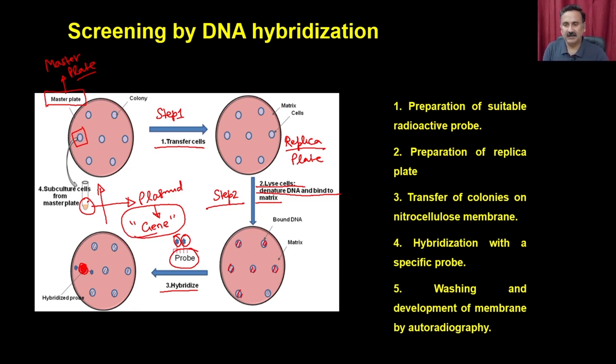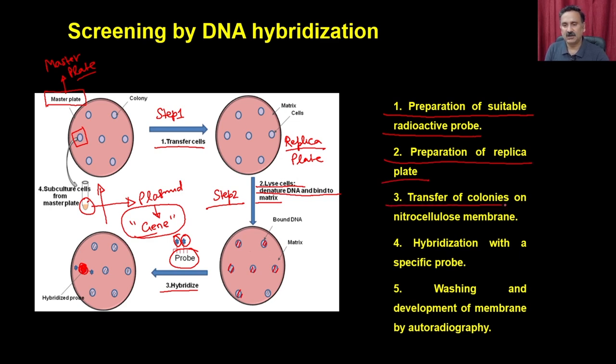So it has the following steps. Step 1, you are going to prepare a suitable radioactive probe. You can also prepare a fluorescent probe. Then you are going to prepare a replica plate. So this is the replica plate.